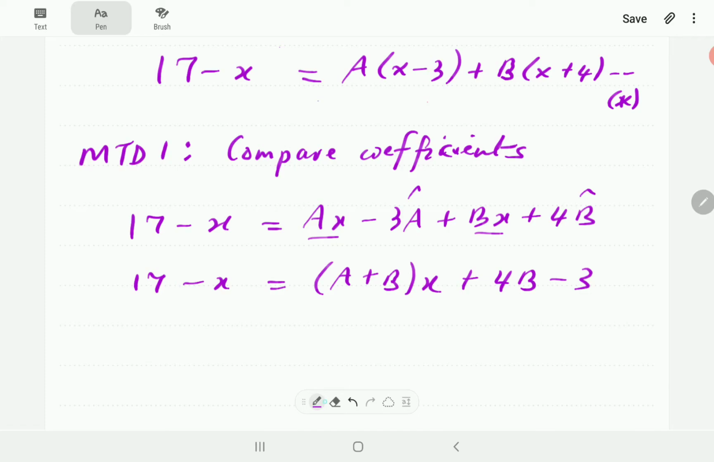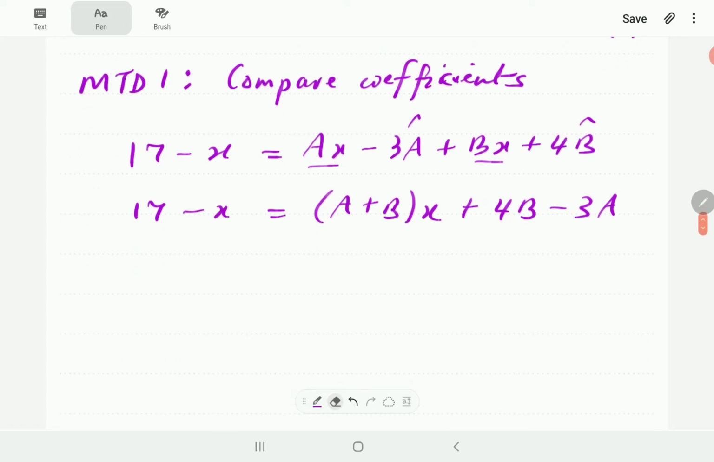Now these two sides must be equal. They are equal. So if they're equal, then the coefficient of x this side must be equal to the coefficient of x this side. The constant this side, sorry, 3a here, constant this side must be equal to the constant that side. So that is what is going to give us two equations.